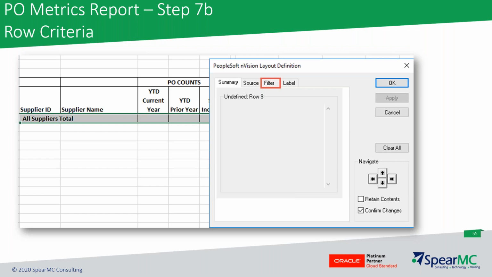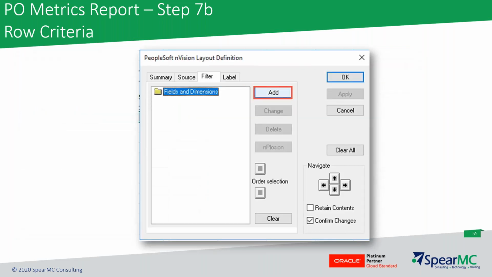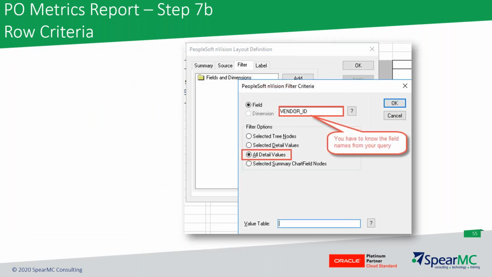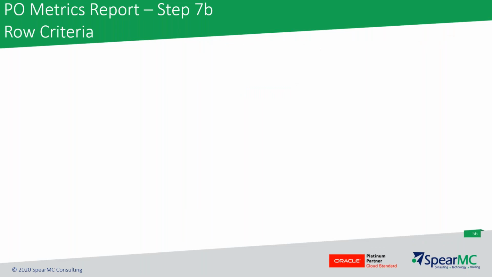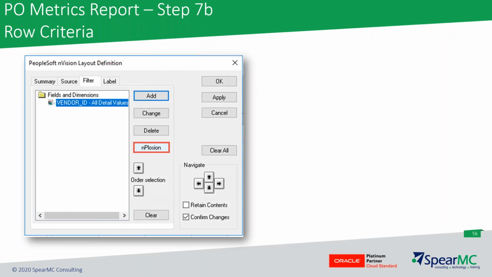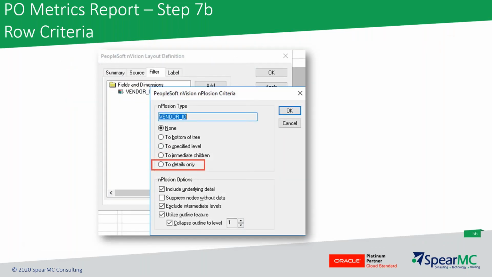So I'm telling it, you'll see, to pull all detail values that are coming in from the query data source. So I'm going to highlight the entire row, and then I'm going to go to the layout definition, and I'm going to go to the filter tab. And the one trick here is you do need to know the names of the fields that are on your query. Take all detail values, and I'm going to select explosion. Okay, and I'm going to tell it to go to details only.